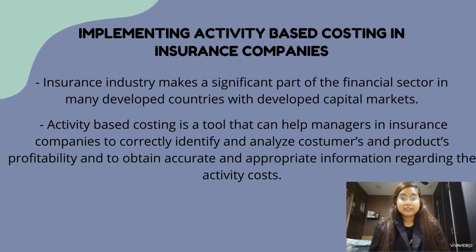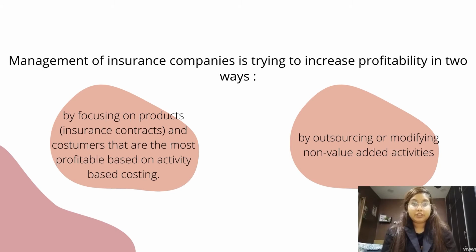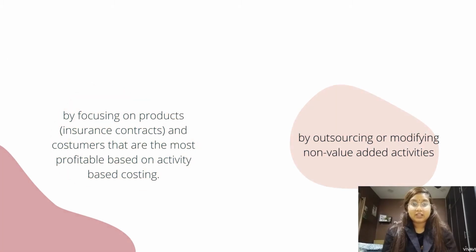Activity-based costing is the tool that can help managers in insurance companies to correctly identify and analyze customers' and products' profitability and to obtain accurate and appropriate information regarding the activity cost. Management of insurance companies is trying to increase profitability in two ways, which is by focusing on products and customers that are the most profitable based on activity-based costing, and by outsourcing or modifying non-value added activities.